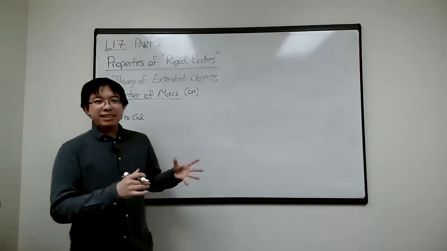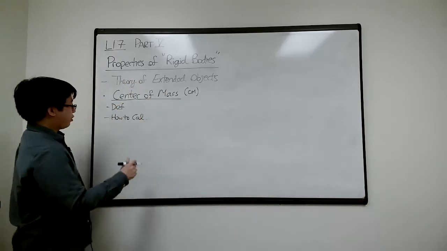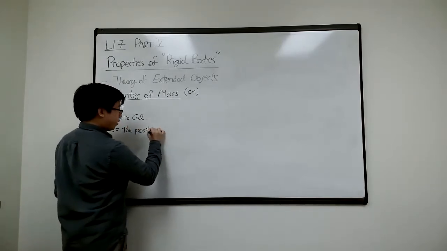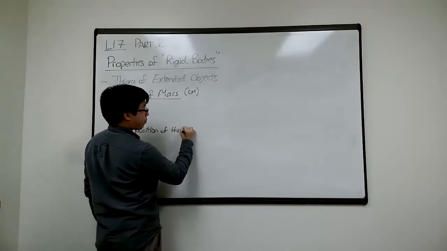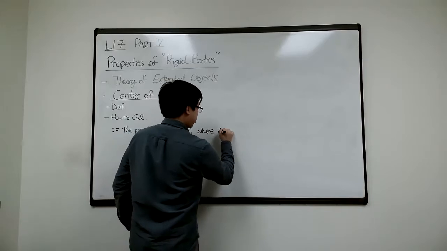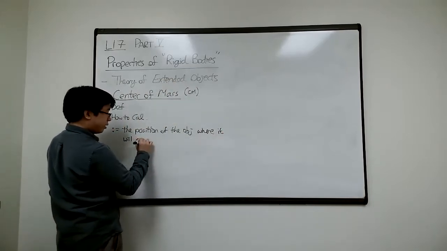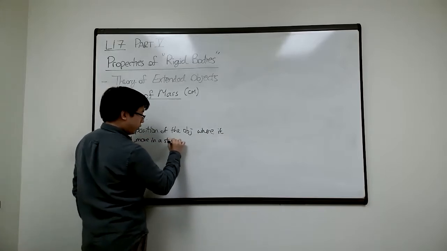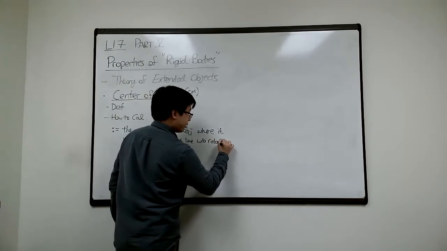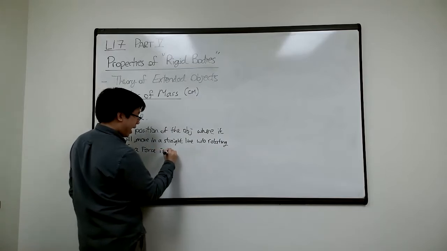So the object's center of mass is, and I'll say that first, when you apply a force to it, it will go in a straight line and it will not rotate. Okay, so we'll put that in words. So center of mass is the position of the object of interest. So the position of the object where it will move in a straight line without rotating if a force is applied on it.